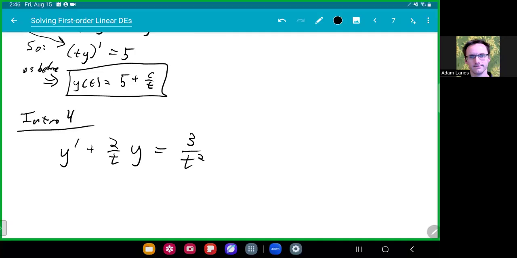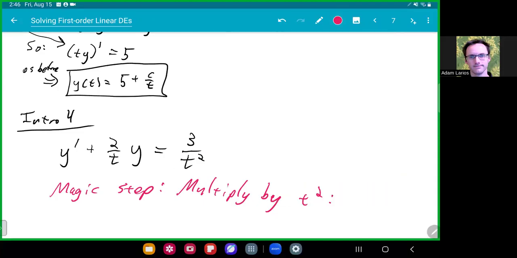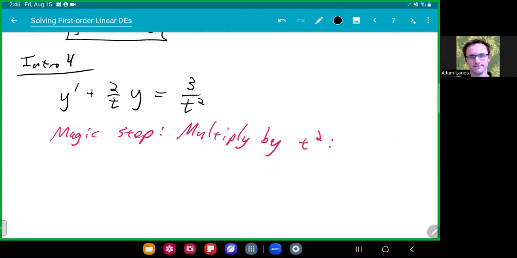Now, I'm going to do something which seems like it comes out of the blue, and then I'll teach you how to do this magical step. So the magic step, which will not be magic in a minute, we'll see how to do it. Magic step is going to be to multiply by t squared. It doesn't have, by the way, anything to do with this t squared down here, but let's multiply by t squared.